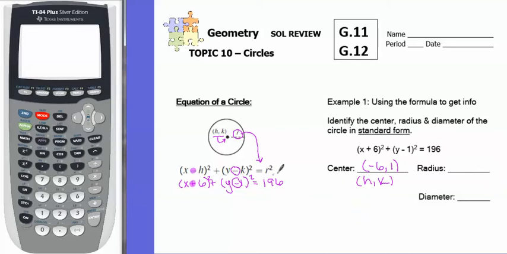I also notice that I'm dealing with r squared. So some number squared, radius squared, is 196. Now how do I get rid of a square in my equation? I take my square root. And when I take my square root of 196, I get 14.